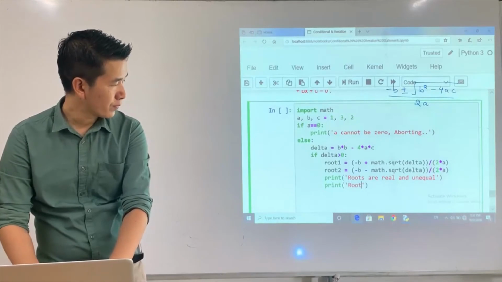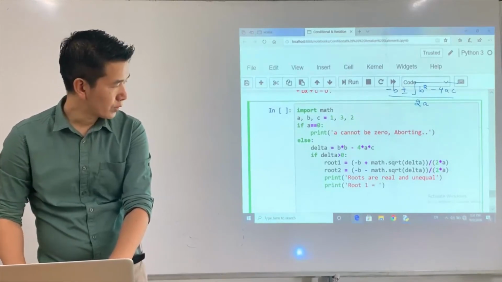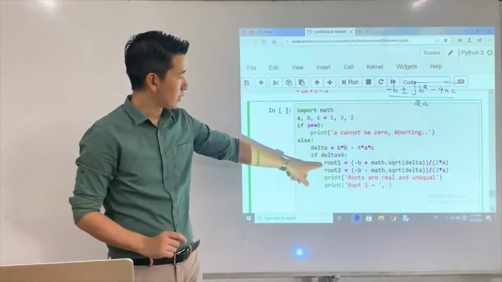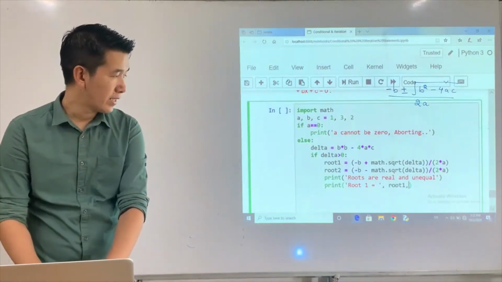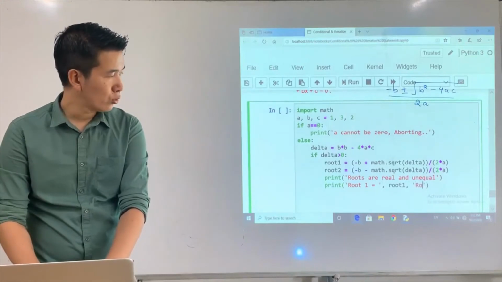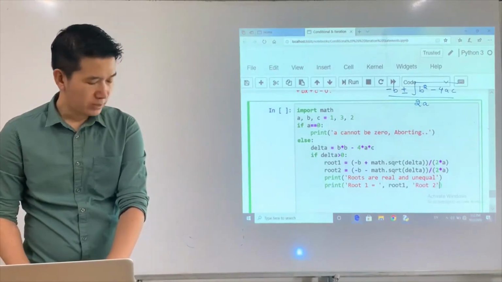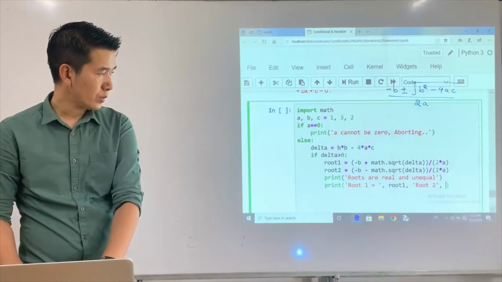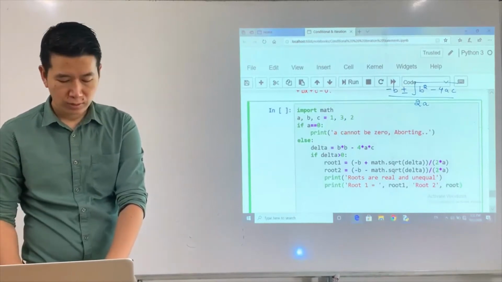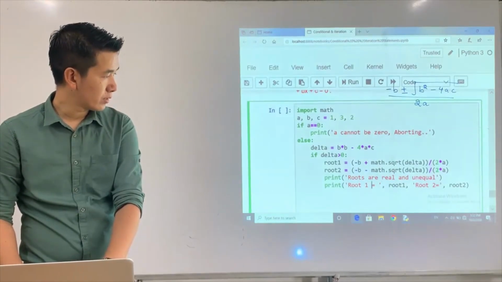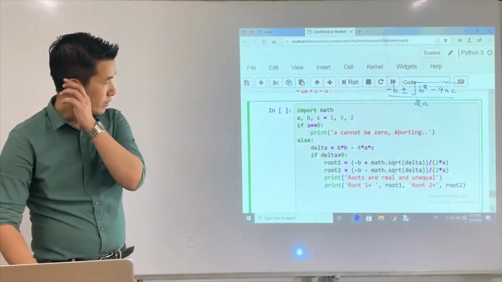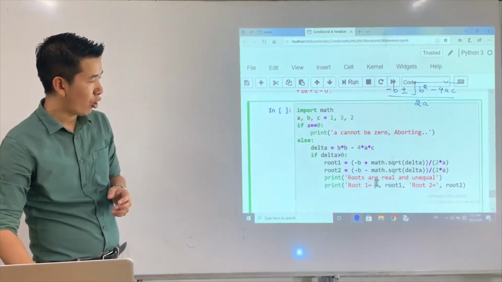Root 1 is equal to, okay, this is the variable name, right? Root 1. So you have root 1 here, and then root 2 is equal to, okay, root 2. All right. So I'll just have this is equal to, just like this. All right. So I'm done with the first option, right?